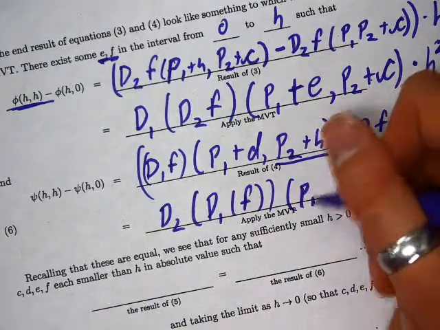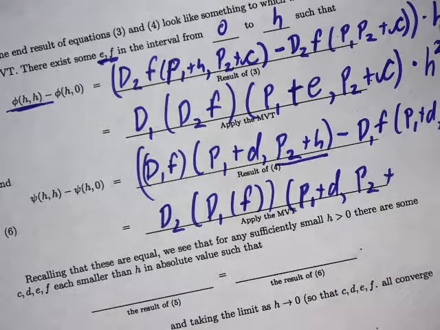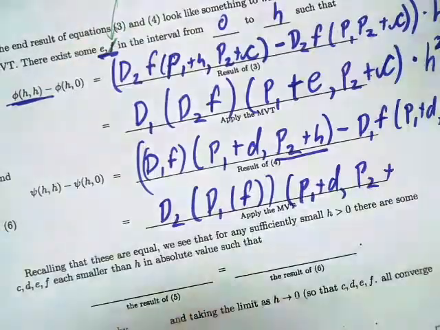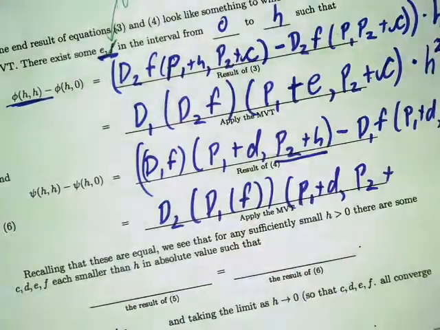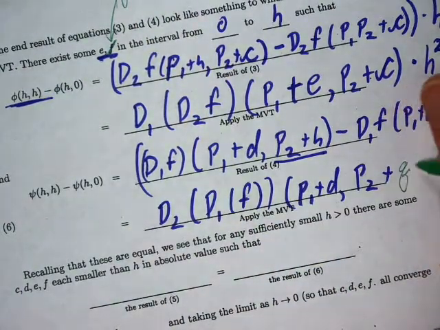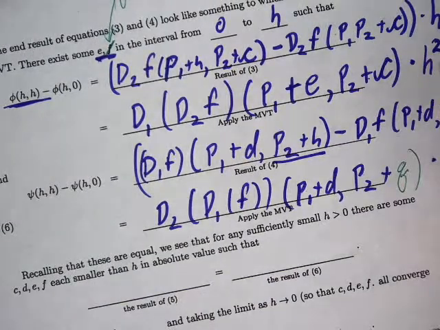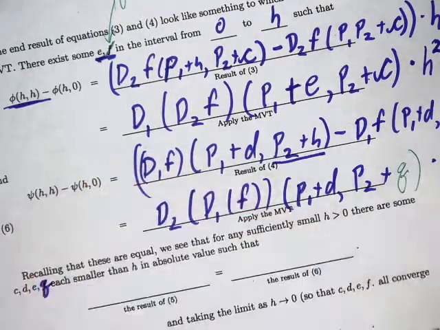evaluated at p1 plus d, comma p2 plus, oh, f already has a job, doesn't it? What's a letter I haven't used yet? Q. Times h squared. Nice.